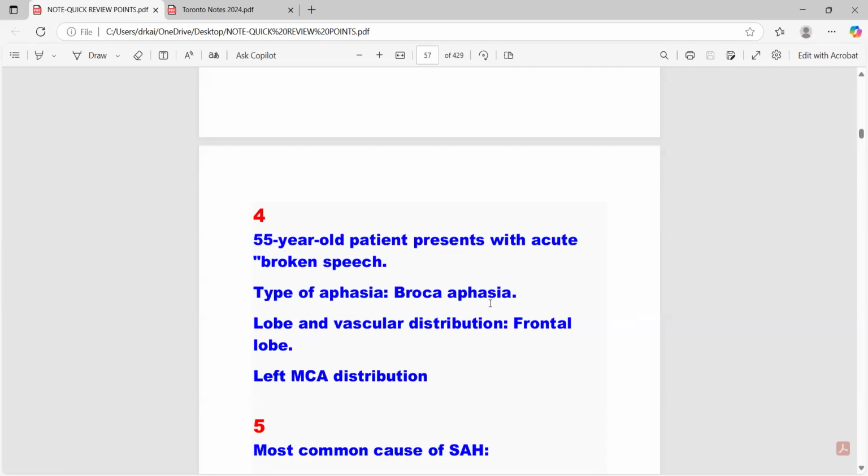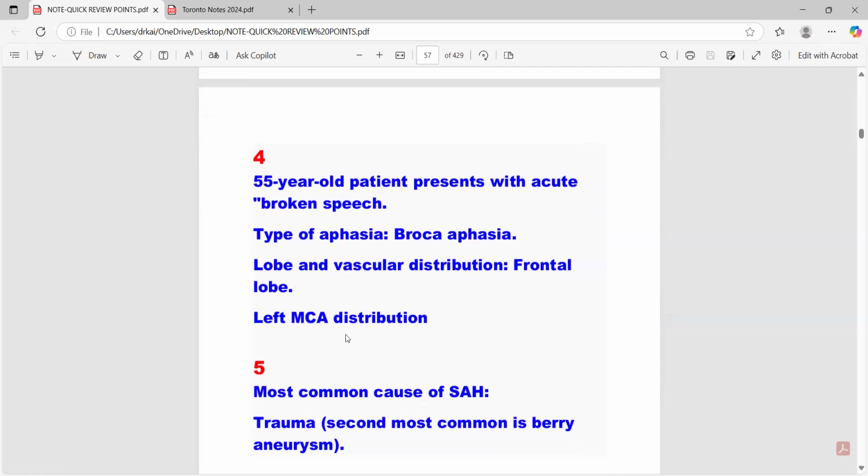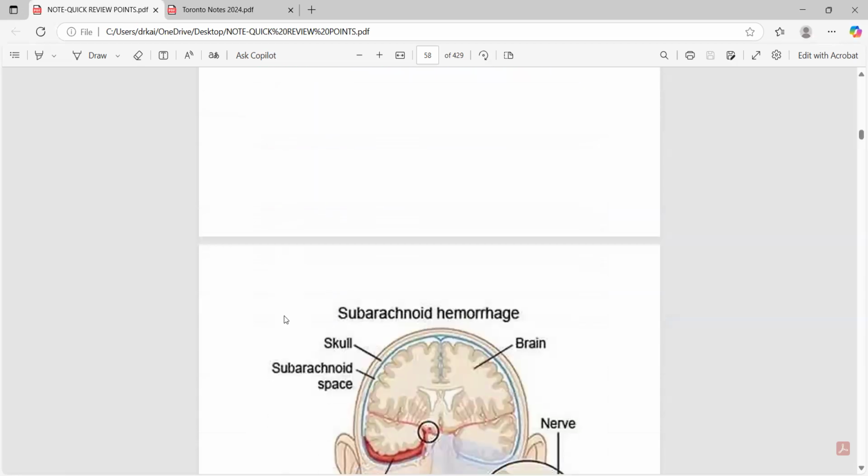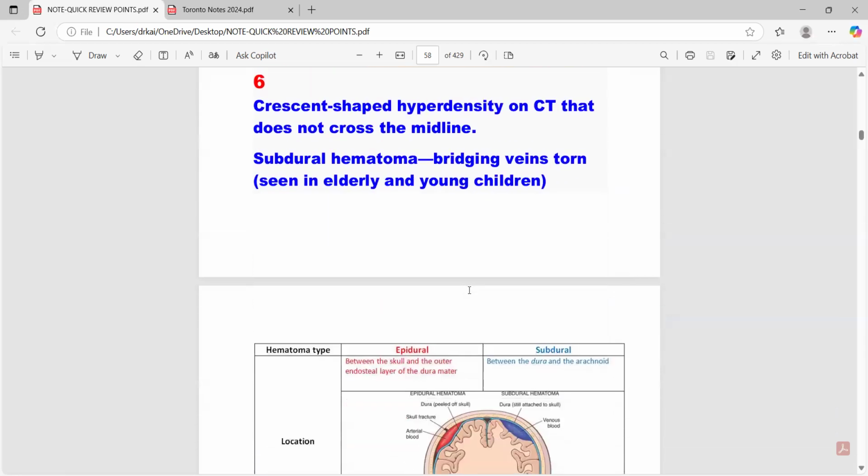So just knowing stroke might not be enough in some of the MCQs. That's why it's written here. Language dysfunction comes from the frontal lobe, and the left middle cerebral artery is the distribution. The most common cause of subarachnoid hemorrhage is trauma. The second most common is aneurysm, the berry aneurysm. So you can see how it looks.